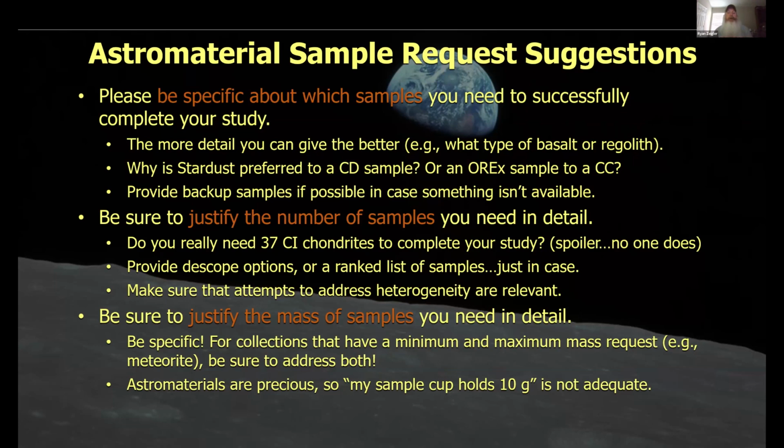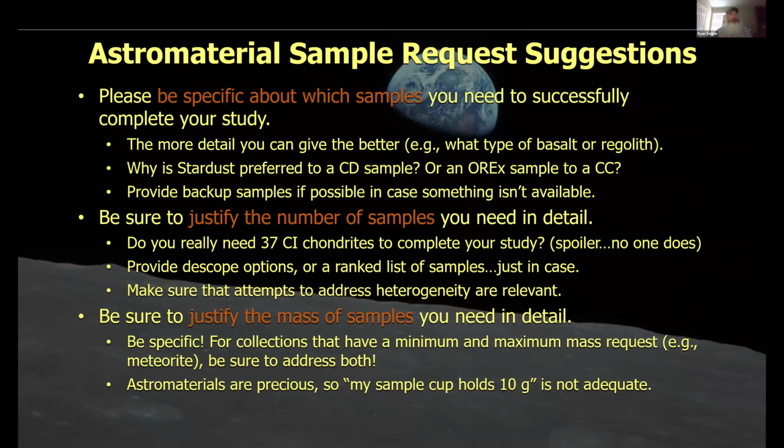And the same would be true for OSIRIS-REx. Just because OSIRIS-REx samples are new doesn't necessarily mean they're the right sample for your study. Maybe a regular, plain old carbonaceous chondrite would be more appropriate. If you make this case ahead of time in your request, then you don't have to iterate back and forth, either through multiple sample requests or a back and forth with the curator. And it's important to provide backup samples if possible in case something isn't available.